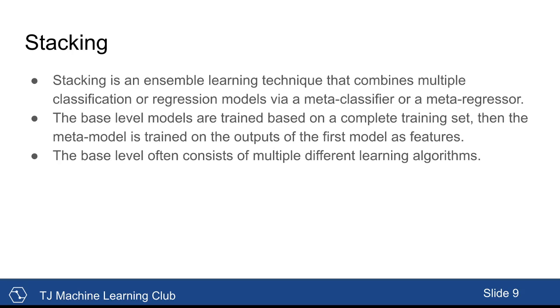So now we're going to move on to stacking. Stacking is an ensemble technique where you combine different classification and regression models via a meta classifier or meta regressor. You put lots of different models in and, in the end, use the outputs of those models to create a meta classifier. The base level models are trained on the whole data set, and then the meta model, that final model, is trained on the outputs of the first models as new features.